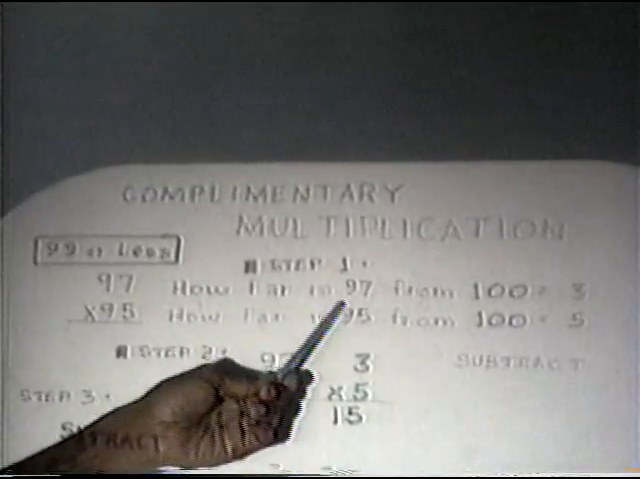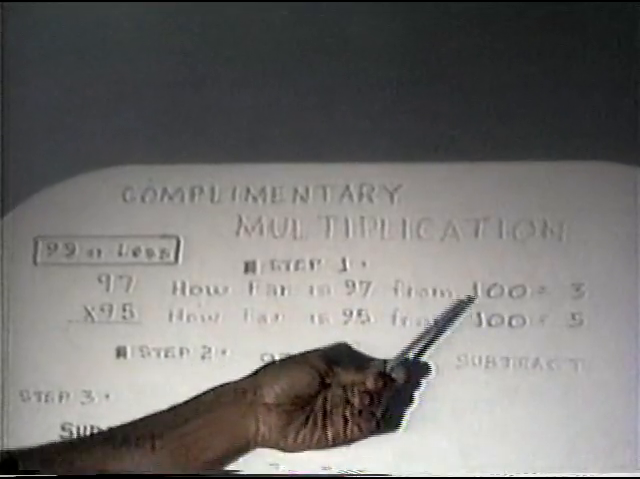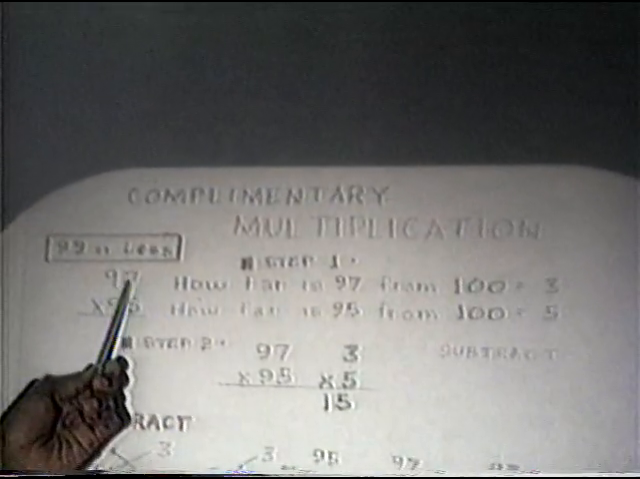Step 1, you find out how far the numbers are from 100. This is our problem here: we multiply 95 times 97. The easy way: the top number is 97. You find out how far 97 is from 100. You say that's 3. Then you find out how far 95 is from 100. That's 5.